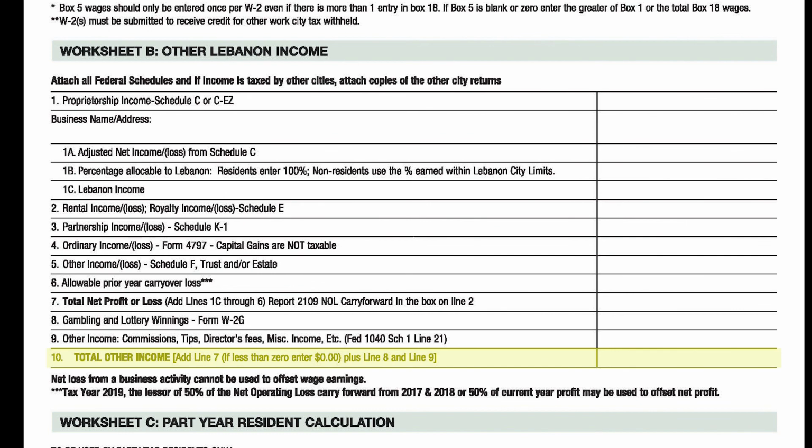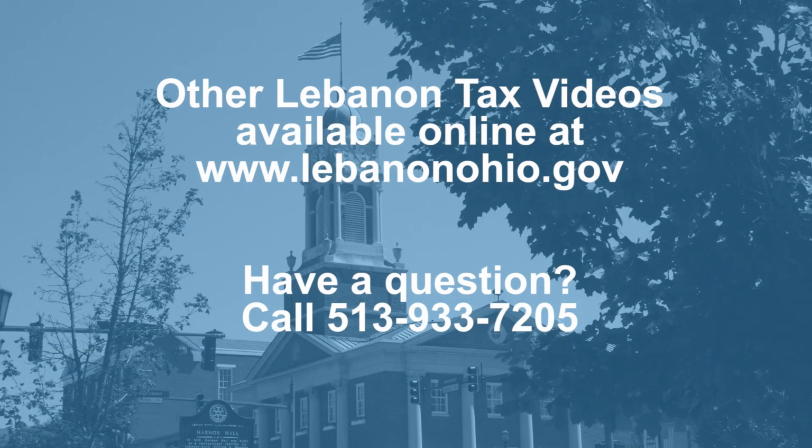Once you have transferred the totals from this worksheet, please move on to video number 5 for completing the return. If something in this video did not make sense or address your personal situation, please feel free to call the tax department at 513-933-7205 and we will be happy to answer your questions.